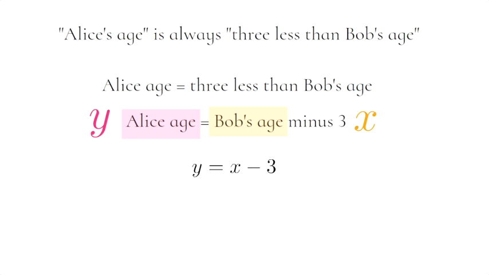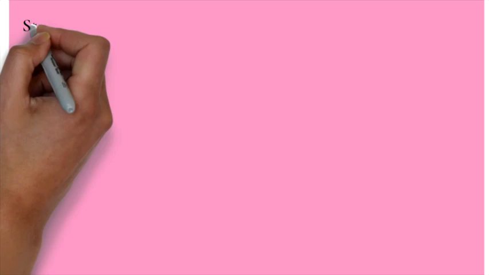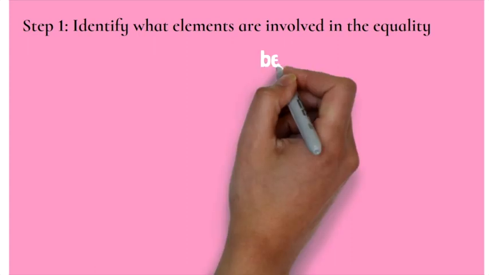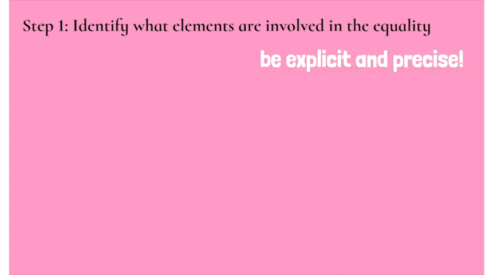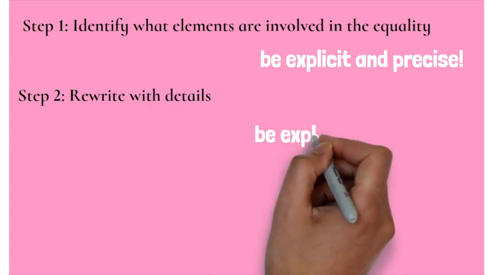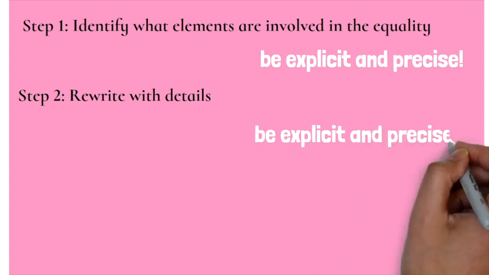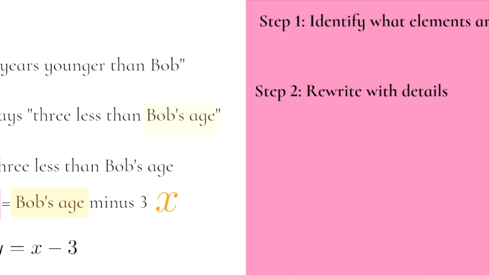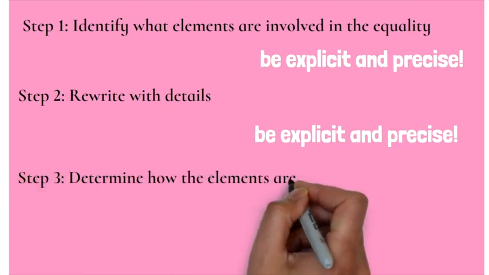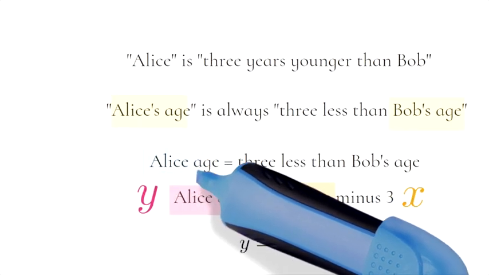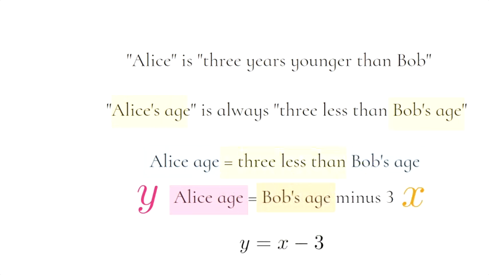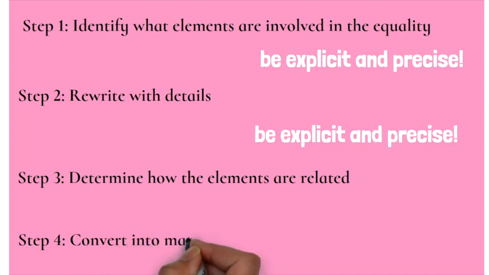We can summarize the process here in 4 simple steps. Step 1. Identify what elements are involved in the equality. We need to be explicit and precise. Step 2. Rewrite with explicit details. Remember, explicit and precise. In our example, it was a matter of age. Step 3. We need to ascertain how these elements are related, namely how Alice's age is related to Bob's, which is 3 years less than. And finally, step 4. Convert into math notation.